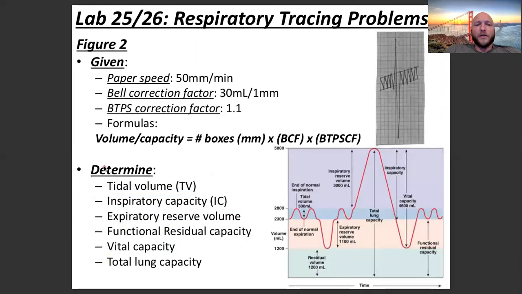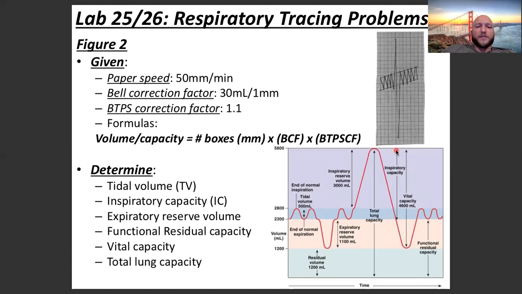Next up, we're going to use this graph right here in the top right of the screen. As you can see, this is actual student data again. The student had normal tidal breathing, then breathed in as much as they possibly could, then exhaled as much as they possibly could, and then went back to baseline. We're going to look for inspiratory capacity. So inspiratory capacity is right here. It's normal exhale to all the way inhale.